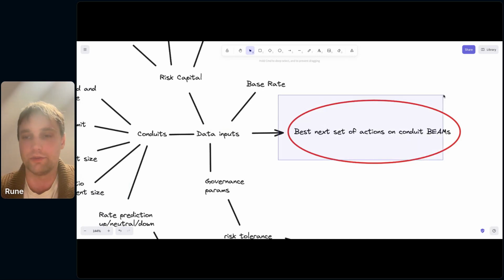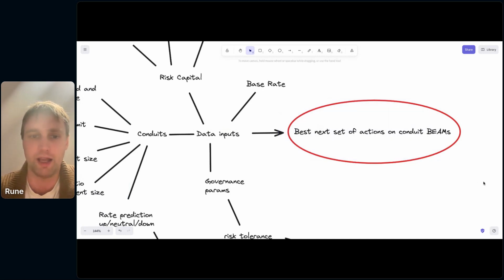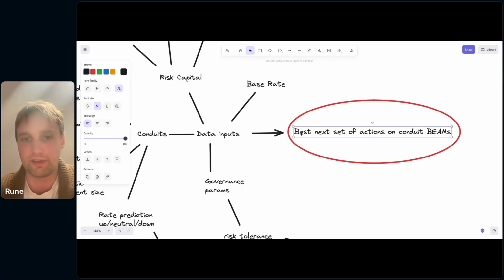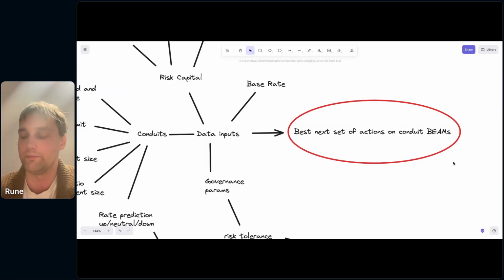And then you can use that to figure out, okay, how do I change from where I am now in terms of my portfolio towards the ideal state. That results in the best set of actions on the so-called beams, which are basically the modules that allow the star allocation systems to rebalance in real time.